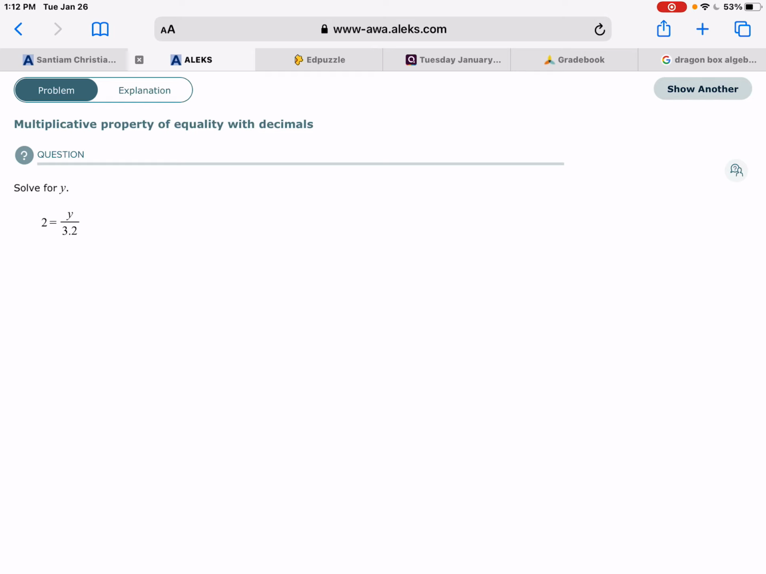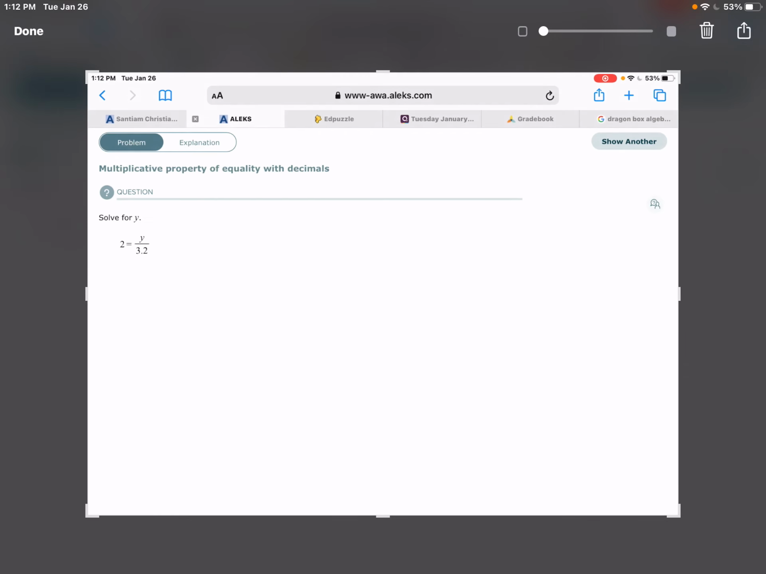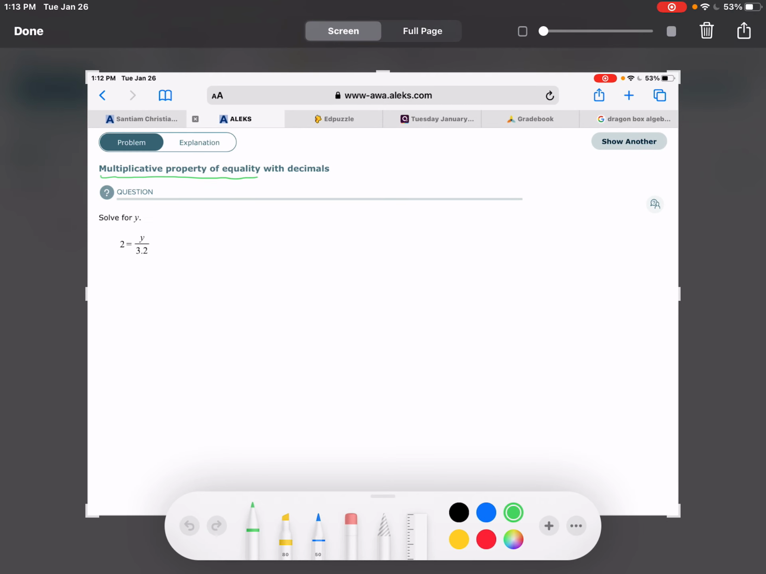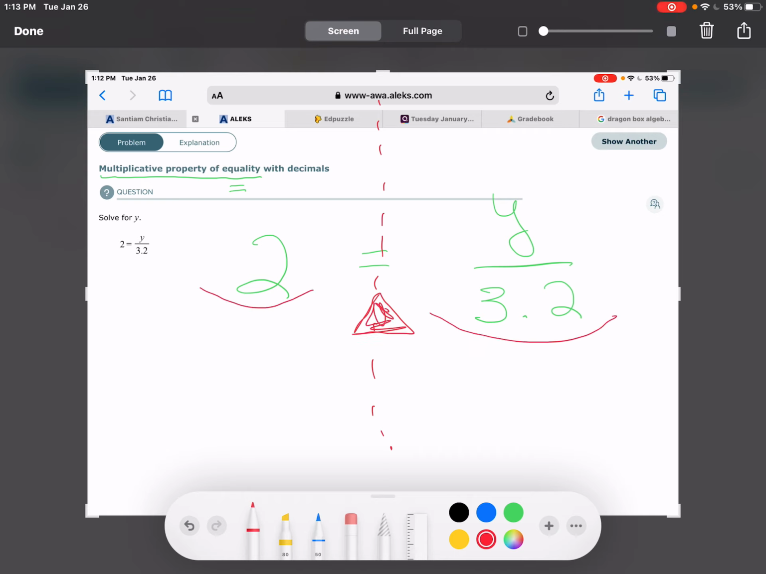Let's talk about the multiplicative property of equality with decimals. So, multiplicative property of equality is just a fancy way of saying when I have an equation, two things on either side of an equals sign, I can multiply both sides by anything I want as long as I do it to both sides. So think about your equation as two sides that you always keep balanced. This is as if this was a balancing scale, and this side has to stay balanced.